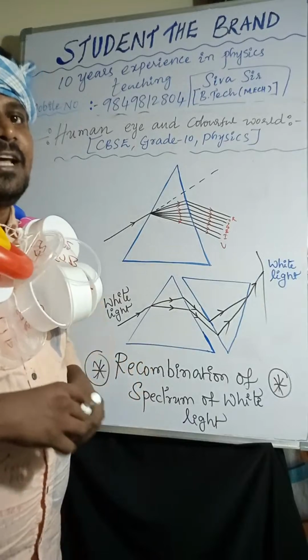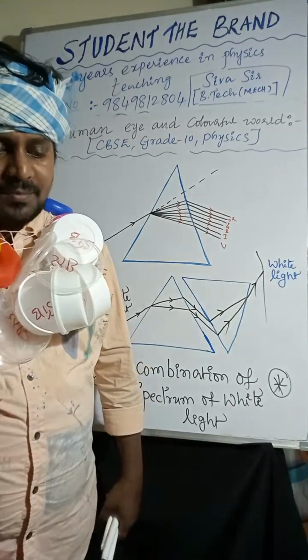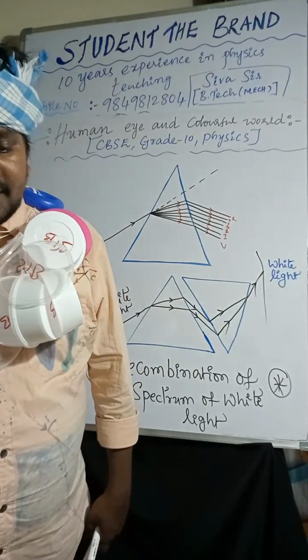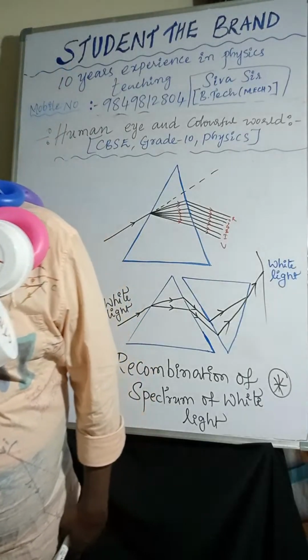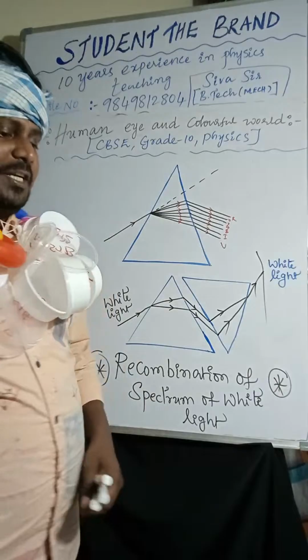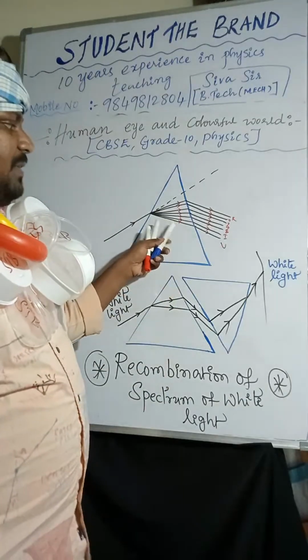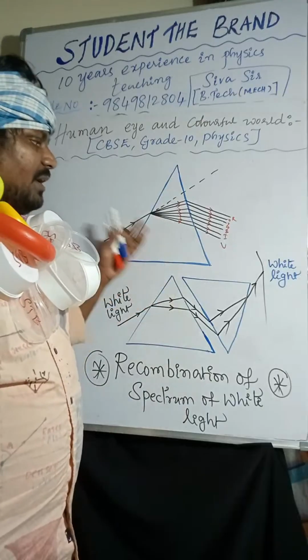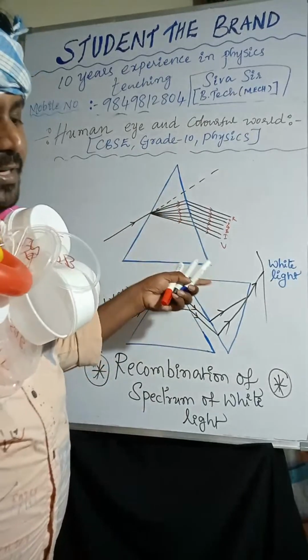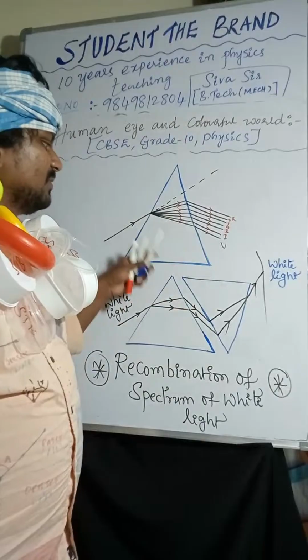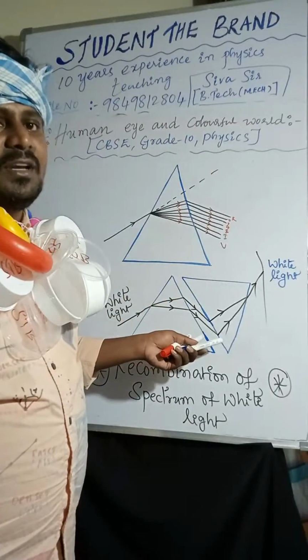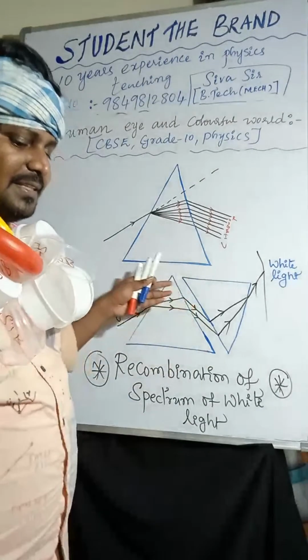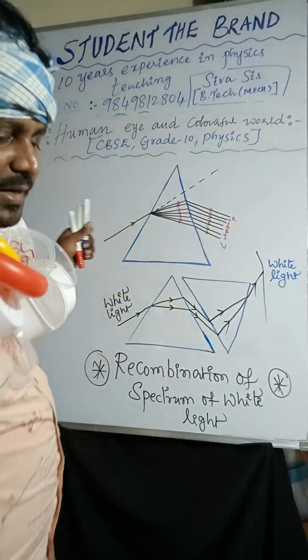Okay, so we are going to the next one. Rainbow formation by prism, and recombination of spectrum of white light. Now, rainbow formation by water droplet. This question will come for 3 marks, and this question also will come for 3 marks. So make sure that you are practicing these two.